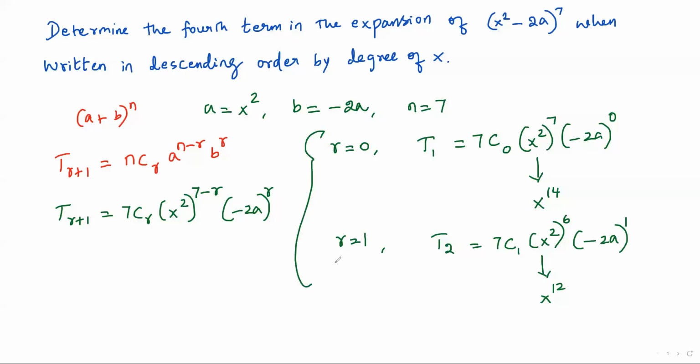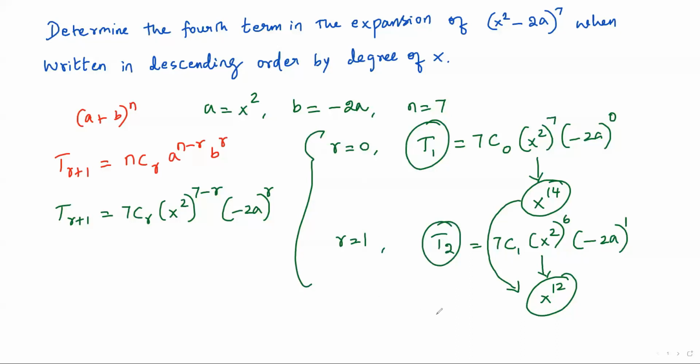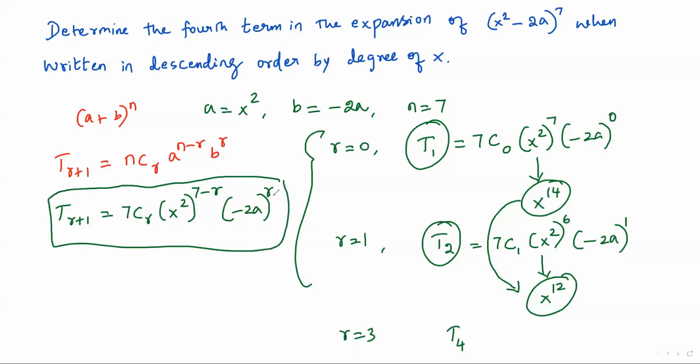So from the first term and second term, the degree of x is 14 in the first term, and in the second term, the degree of x is 12. So it's getting decreased. That is, in descending order, it is going from greatest to least. When I plug in r is equal to 0, I get the first term. When I plug in r is equal to 1, I get the second term. In this way, if I want to get the fourth term, I must plug in r is equal to 3, because 3 plus 1 is 4. And also the terms have the degree of x in descending order. So to get the fourth term, I have to plug in r is equal to 3 into this formula.